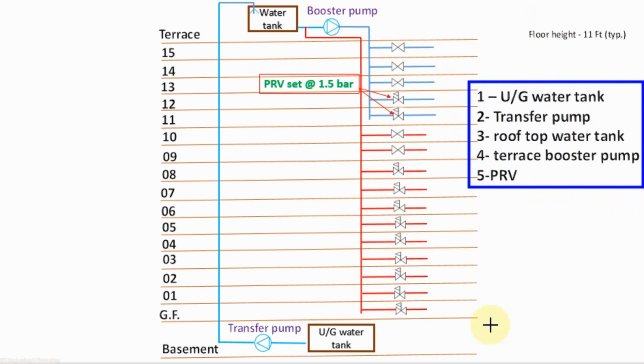Number 1, underground main water tank, where we store water for the building. Number 2, transfer pump, which supplies water from the underground water tank to the rooftop water tank. Number 3, rooftop water tank, which supplies water to the building. Number 4, rooftop booster pump, which supplies the required pressure to the higher floors. Number 5, PRV, which controls the pressure for the floors or branches.